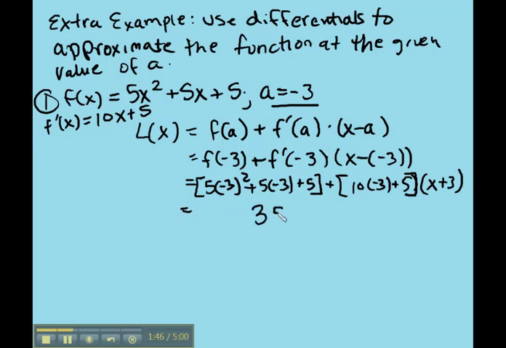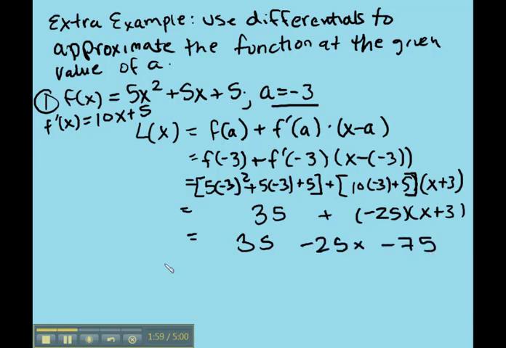This ends up being 35 plus a negative 25 times x plus 3, or 35 minus 25x minus 75. And so if we simplify that, we have L of x, the linear approximation, is going to be negative 40 minus 25x. So that's just another extra example that I think may help you in the future. So we'll do a couple more extra examples in the next video.